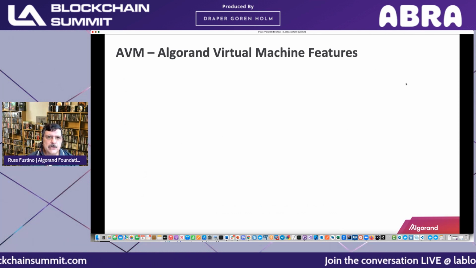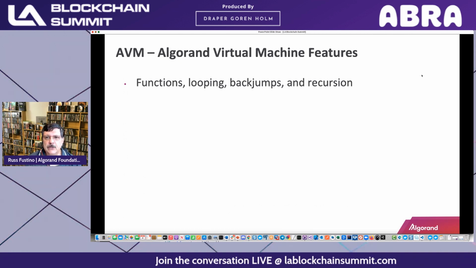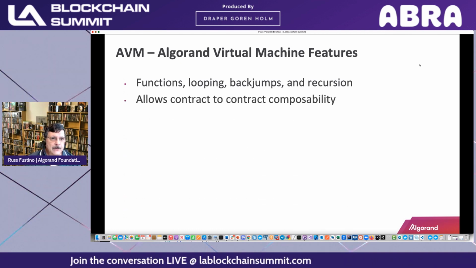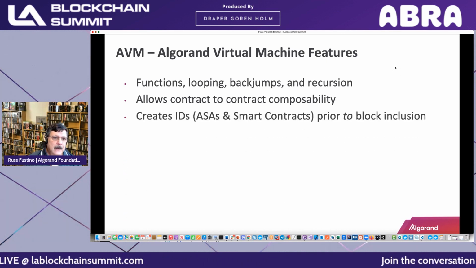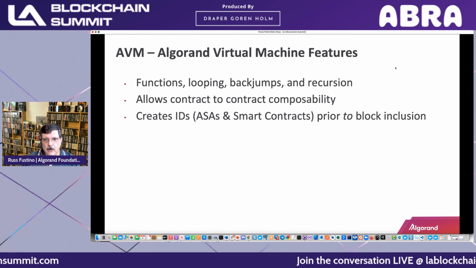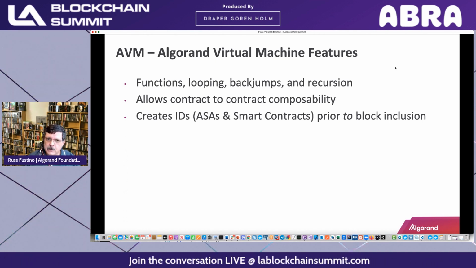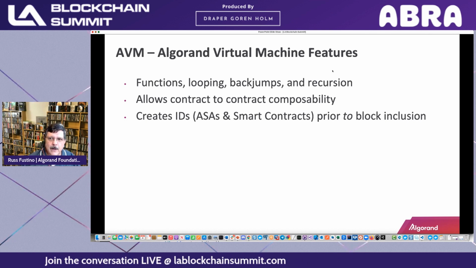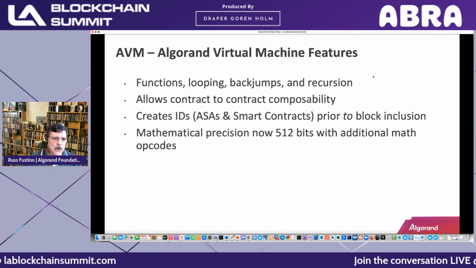Some of the features of the AVM include functions, looping, back jumps, recursion, real programming type stuff, which is great. And then it allows contract to contract composability. You can create IDs for both the assets and smart contracts prior to block inclusion. So this is really great. So you can have a handle on that before it gets out to the block and you have to get it from the block. So this really makes things speed up quite a bit.